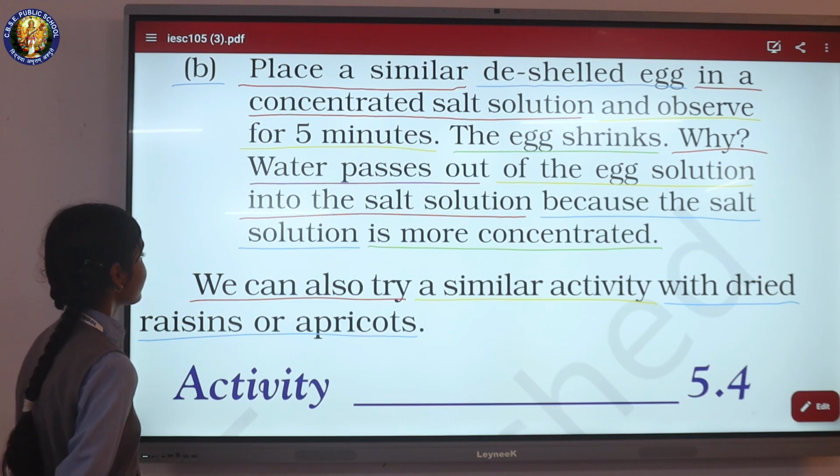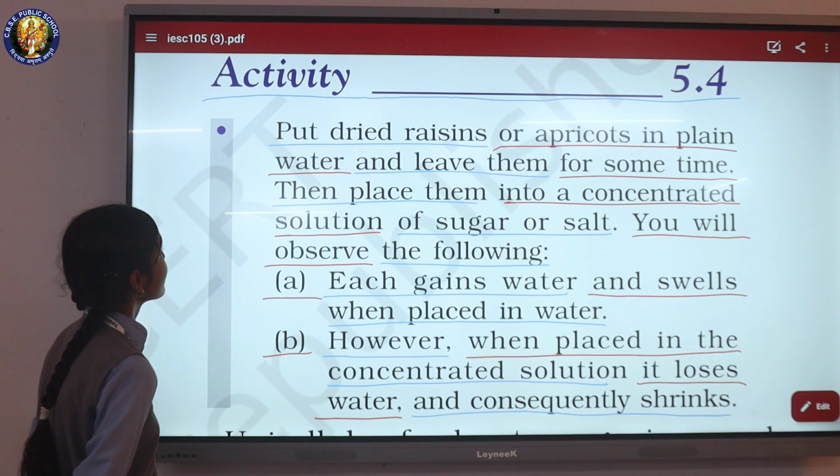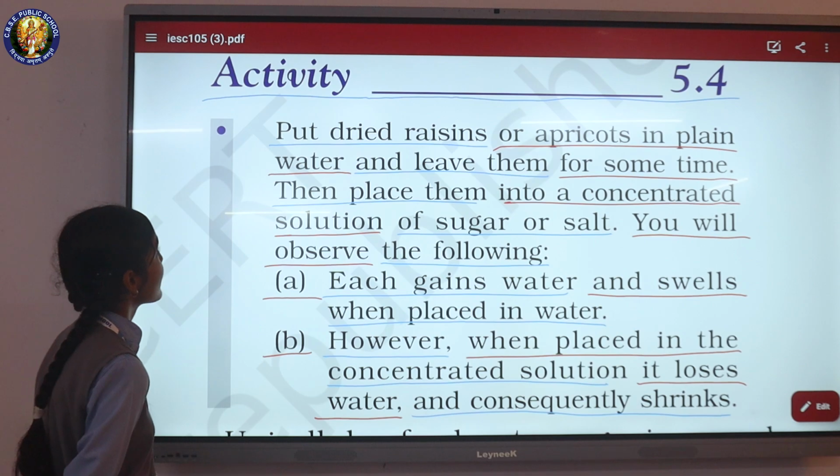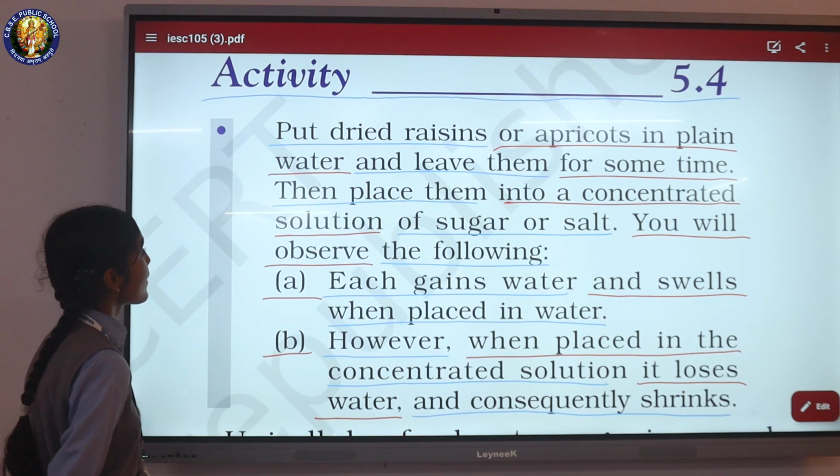We can also try a similar activity with dried raisins or apricots. Activity 5.4. Put dried raisins or apricots in plain water and leave them for some time.